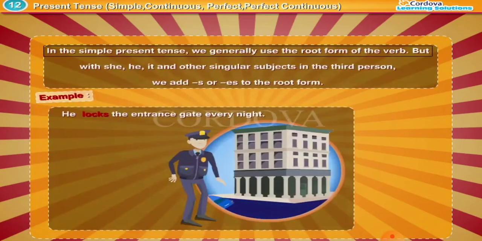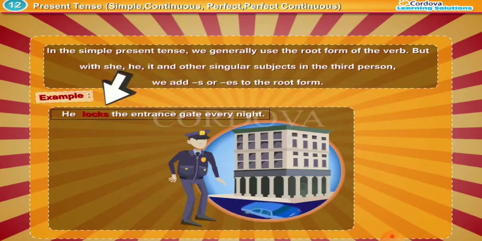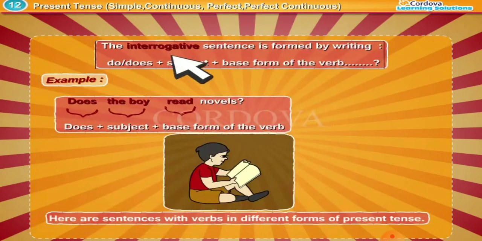In the simple present tense, we generally use the root form of the verb. But with she, he, it, and other singular subjects in the third person, we add s or es to the root form. Example, he locks the entrance gate every night. The negative sentence is formed by writing subject plus do or does, plus not, plus the base form of the verb. Example, the boy does not read novels.